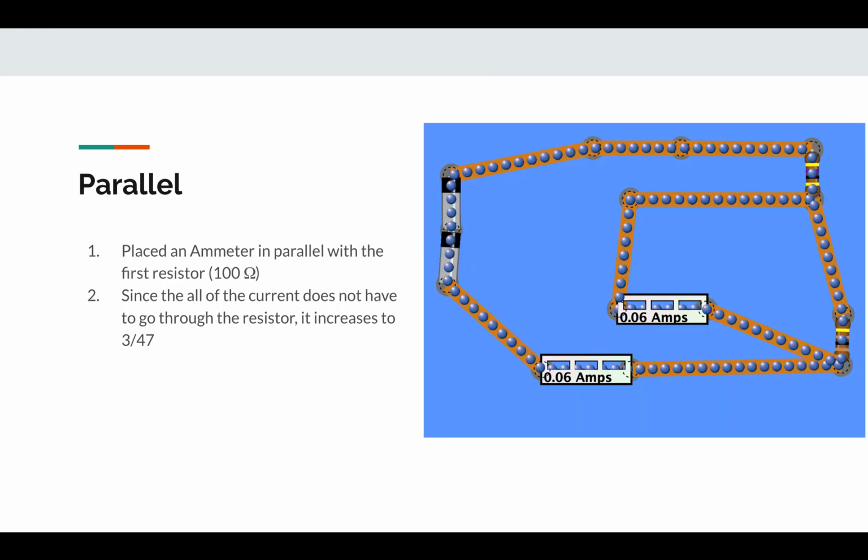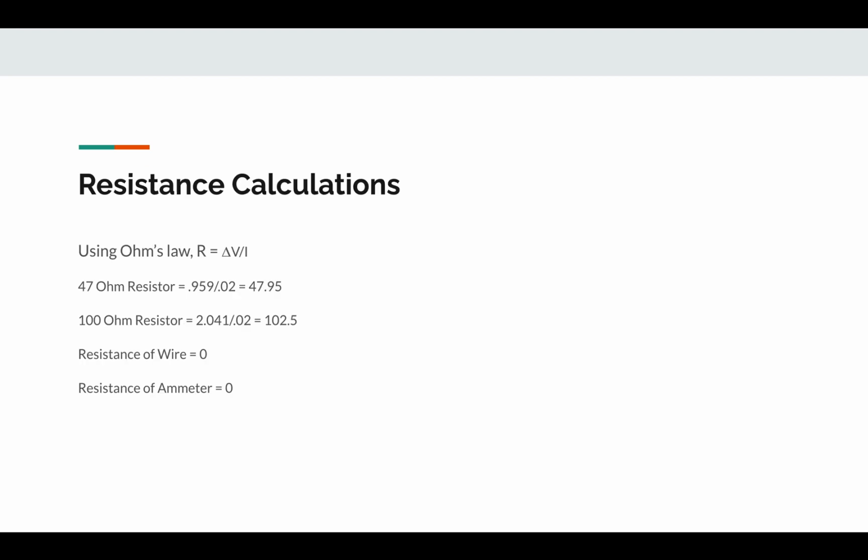In parallel, we had an ammeter set up before you get to the 100 ohm resistor. You can see that the current's the same. That's because there's no resistance on the path with the second ammeter, so the current's going to go through there and basically skip over the 100 ohm resistor. So the resistance goes 3 over 47, which is the voltage divided by that one resistor at the top right.